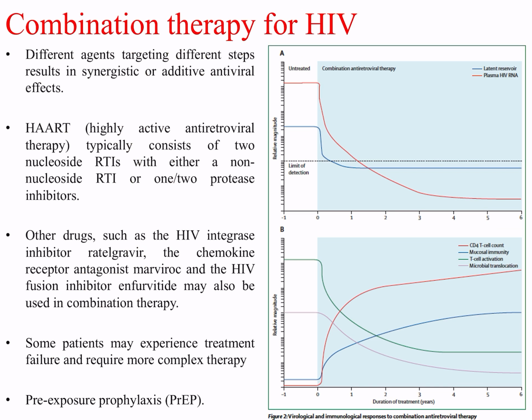HAART, or highly active antiretroviral therapy, typically consists of 2 nucleoside reverse transcriptase inhibitors with either a non-nucleoside reverse transcriptase inhibitor or 1 to 2 protease inhibitors. Other drugs such as the HIV integrase inhibitor raltegravir, the chemokine receptor antagonist maraviroc, and the HIV fusion inhibitor enfuvirtide may also be used in combination therapy.